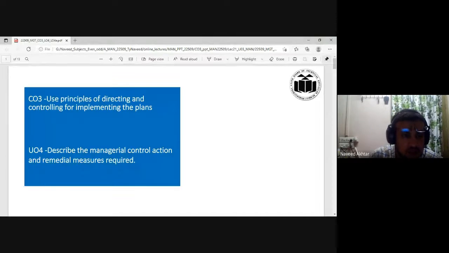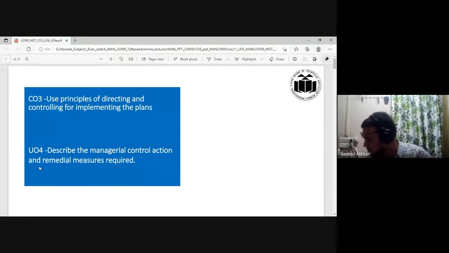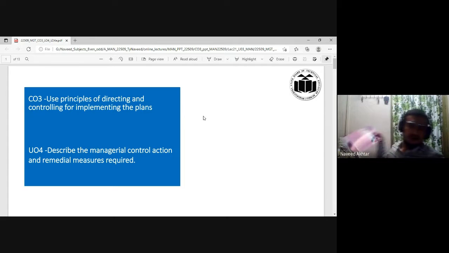We will see in this lecture, I think lecture number 21 of management. So we are proceeding to the end of unit number 3, that is the principle of directing and controlling for implementing the plan. Generally the principle of directing and controlling part at the supervisory level. This is the unit title. The unit outcome is to describe the managerial control action and remedial measures required for the manager.